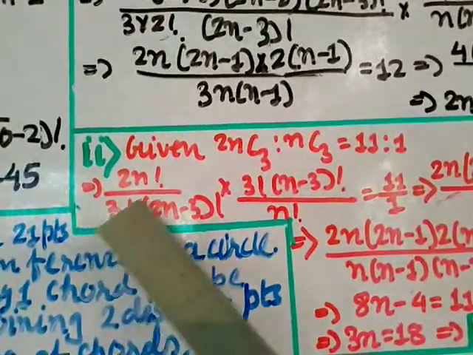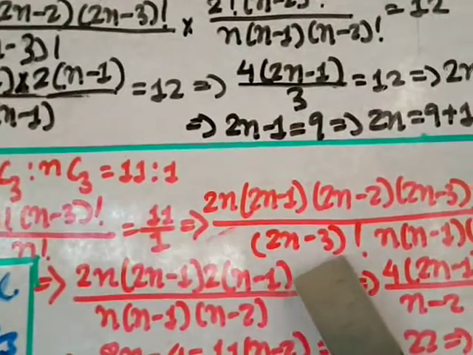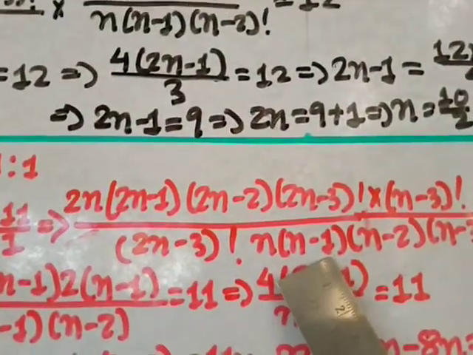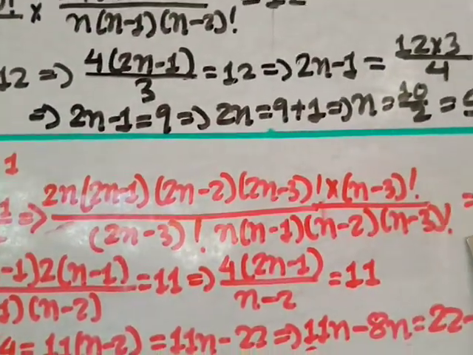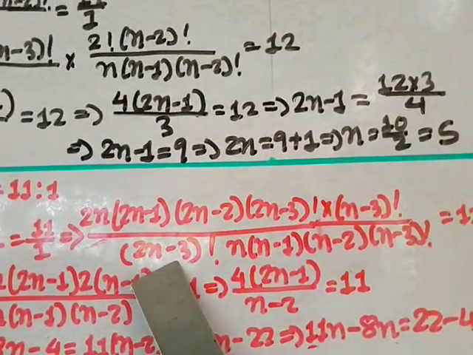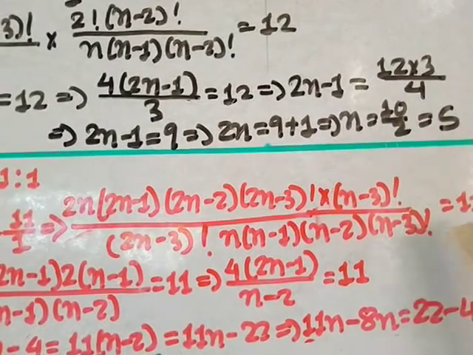This 3 factorial and this 3 factorial you can just cancel out. So here remains denominator (2n minus 3) factorial. This n factorial I can write as n into (n minus 1) into (n minus 2) into (n minus 3) factorial equal to 11. Now let us cut what is common. So here (2n minus 3) factorial will cancel, (n minus 3) factorial will cancel, and here remains 11.